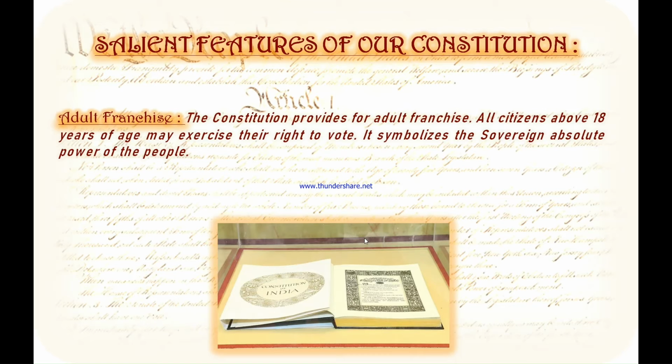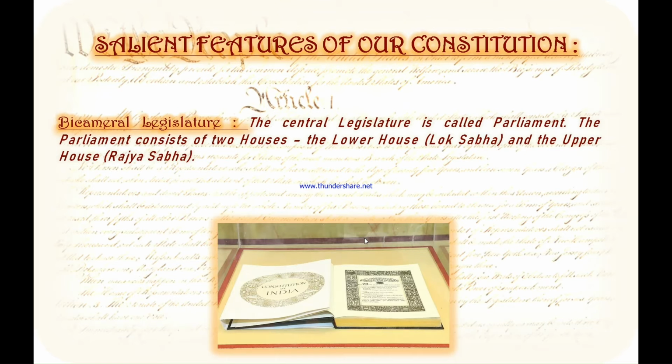The Constitution provides for adult franchise. All citizens above 18 years of age may exercise their right to vote. It symbolizes the sovereign, absolute power of the people. The central legislature is called Parliament. Our Parliament consists of two houses, the lower house called Lok Sabha and the upper house called Rajya Sabha.